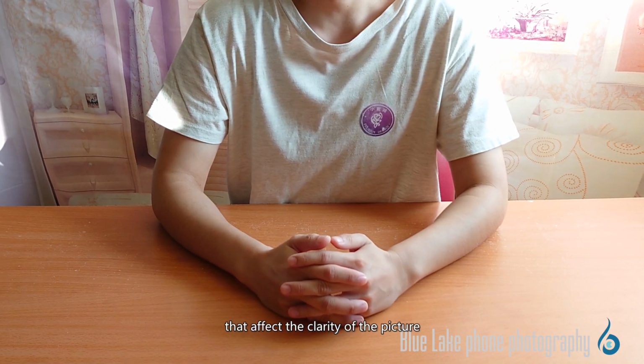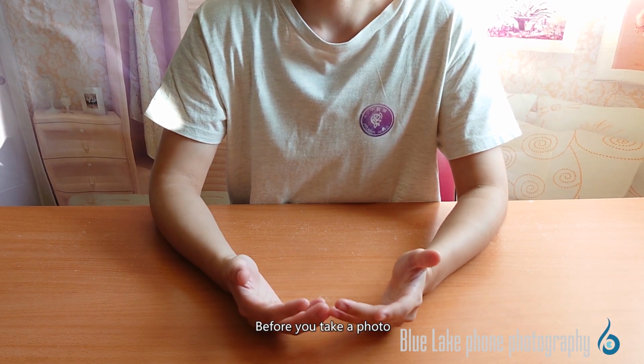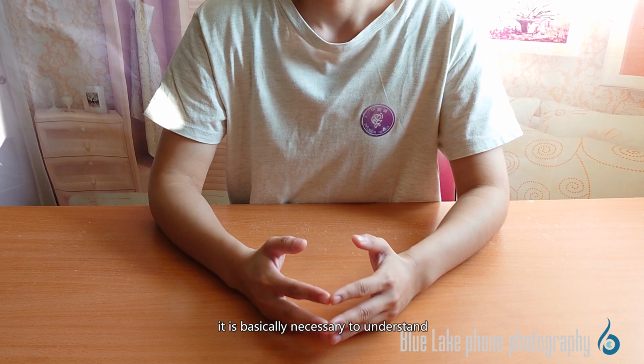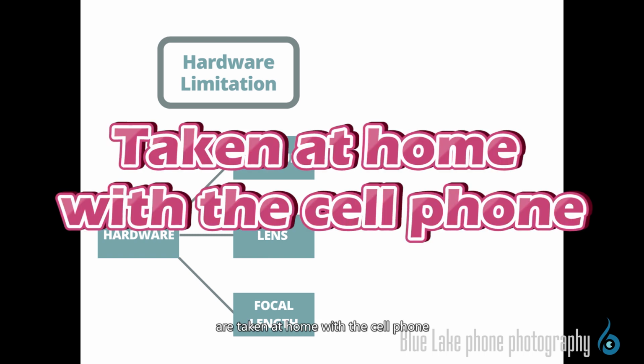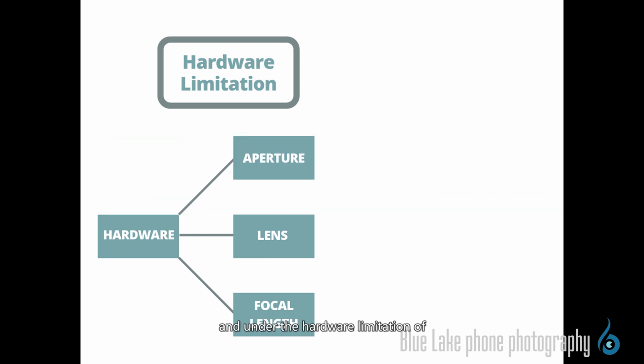There are many reasons that affect the clarity of the picture. Before you take a photo, it's basically necessary to understand the operation of your mobile phone. The aperture, lens, and focal length are all factors that may affect the clarity of the photo. That is, whether it's focused or not. All the shooting demonstrations we did are taken at home with a cell phone, and under the hardware limitation of the current smartphone, it's impossible to change the lens freely like a DSLR camera, and of course, the focal length and the performance of the aperture are also quite restricted.